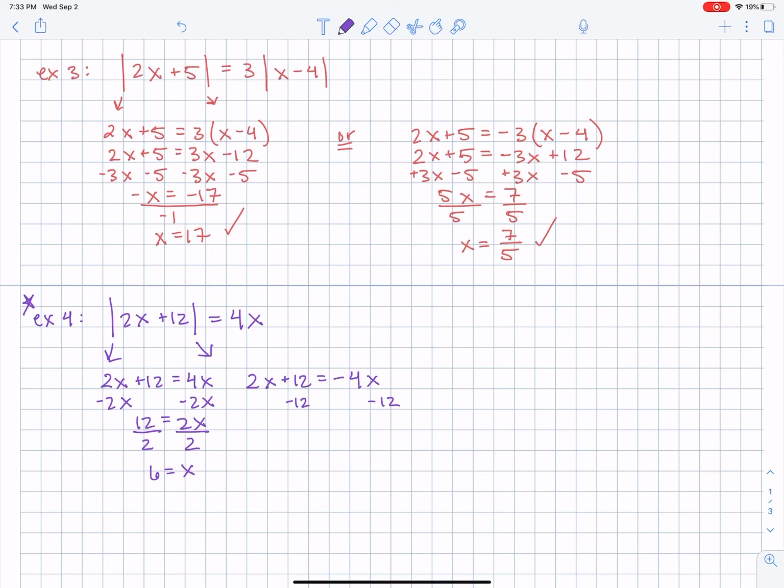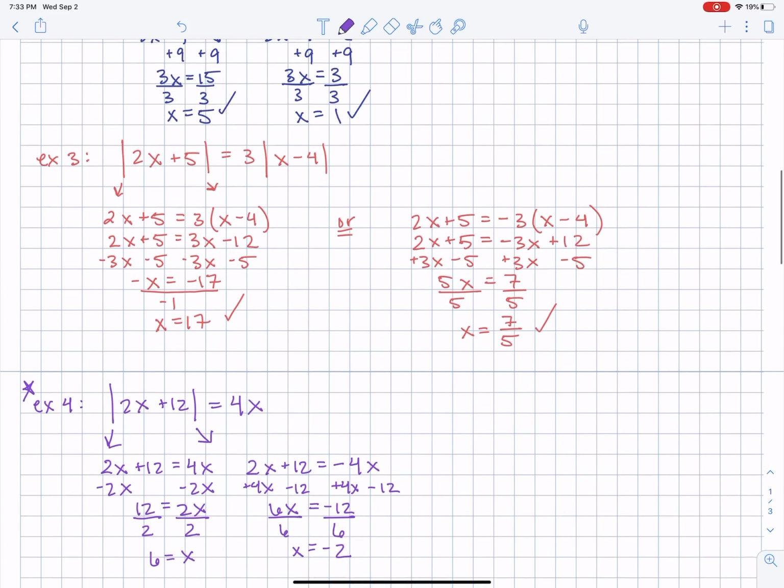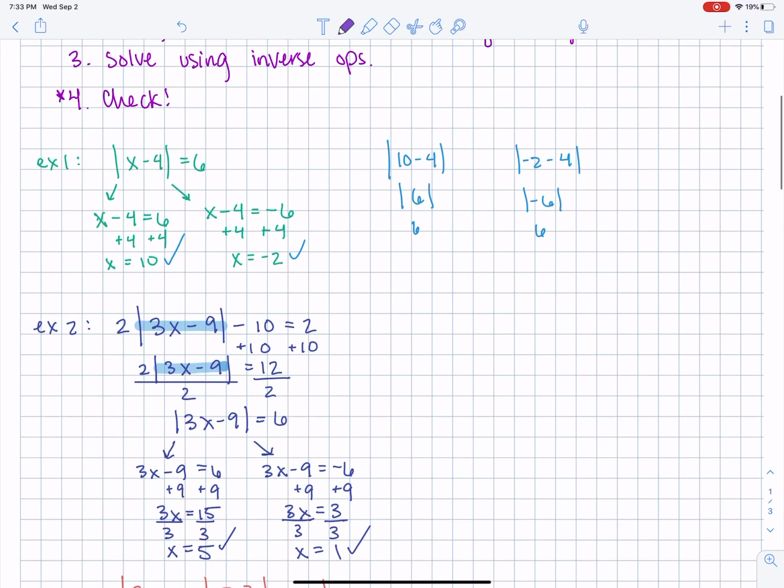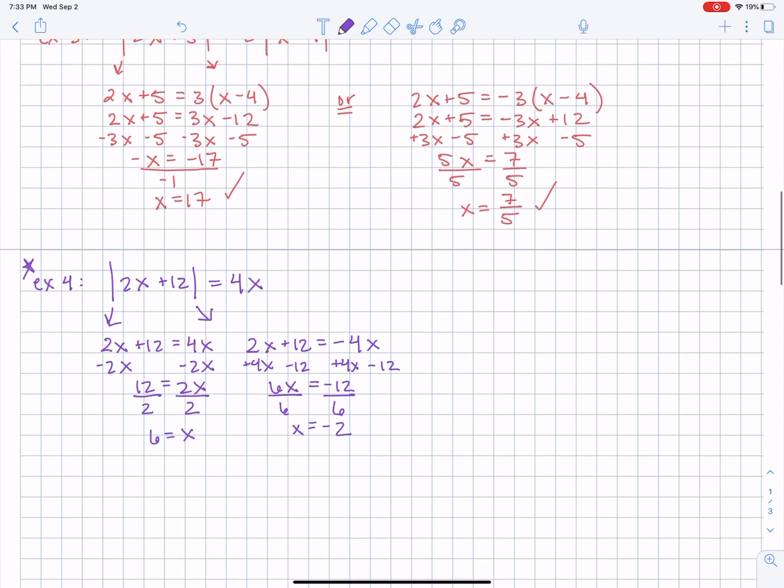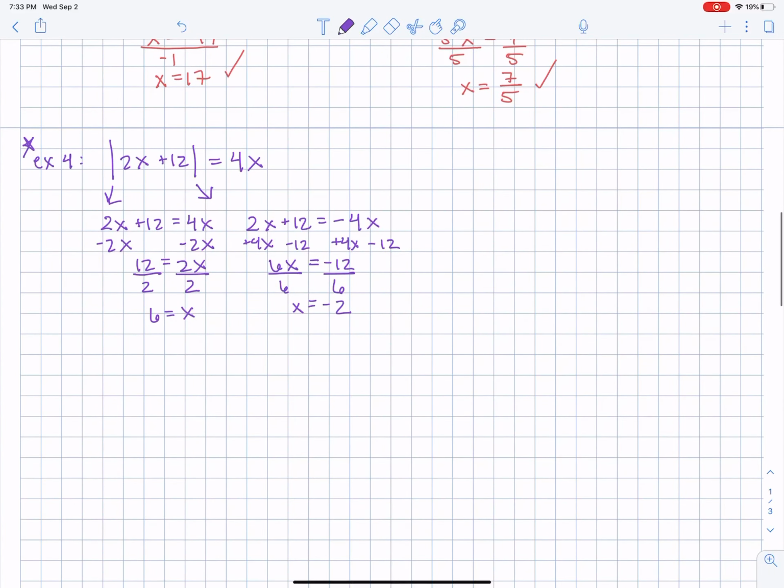And then I'm also going to add 4x. This gives me 6x is equal to a negative 12. Divide by 6. And we get that x is equal to negative 2. Okay, and this is the one I starred because I also starred this step up here at the top, is that you need to check your work. So let's go ahead and let's check this guy.